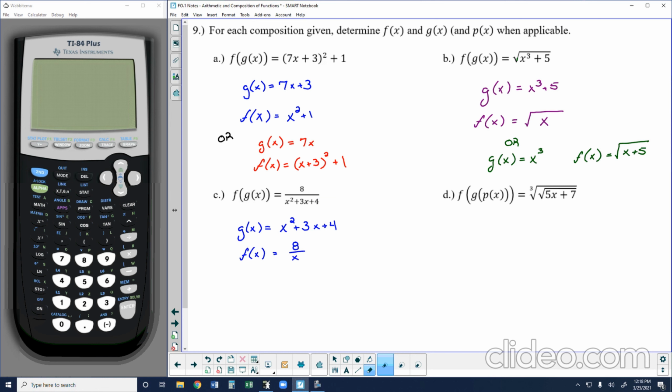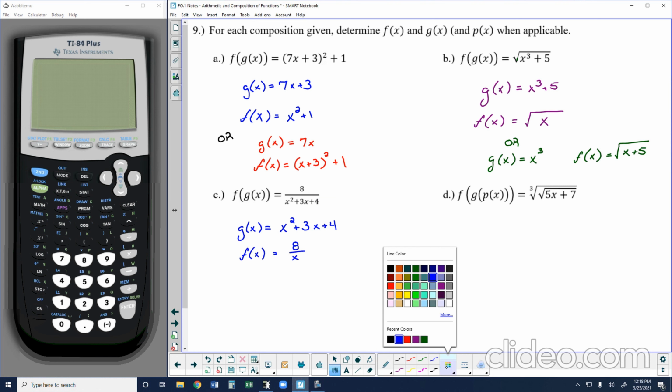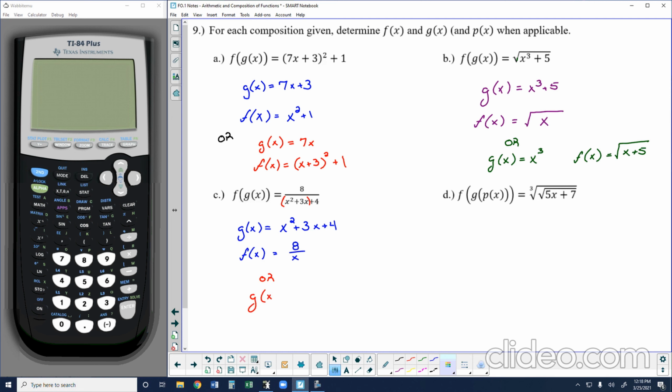Now, let's say that I did this a little bit differently. Let's say that instead I assumed the substitution occurred at x squared plus 3x. That means that in this case, g of x would have actually been x squared plus 3x, and f of x would have been 8 over x plus 4. So again, both of these would be two different options that I could take to compose g of x with f of x, substituted in for the variable, and then come up with the result that was shown above.